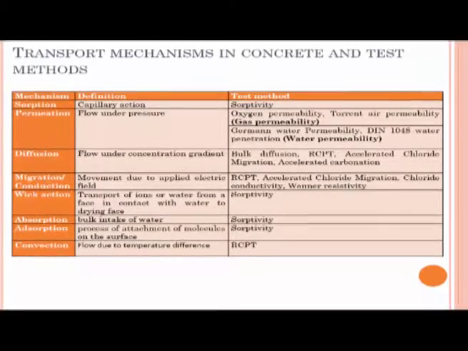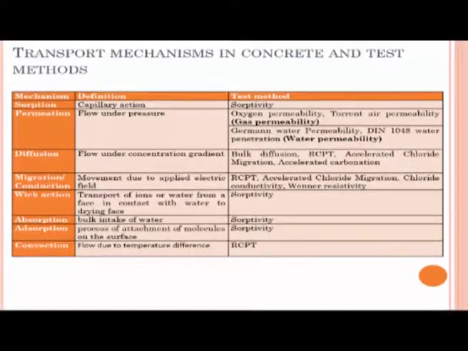Diffusion has several different ways in which you can measure it. You can measure it using bulk diffusion tests, using indirect tests like rapid chloride permeability, accelerated chloride migration, accelerated carbonation, and so on and so forth. Migration or conduction basically is an experiment where you are measuring the movement of ions due to an applied electric field. As I said, again I will discuss these in more detail. This is just to give you a brief snapshot of the different mechanisms and how we can use them in different test methods.